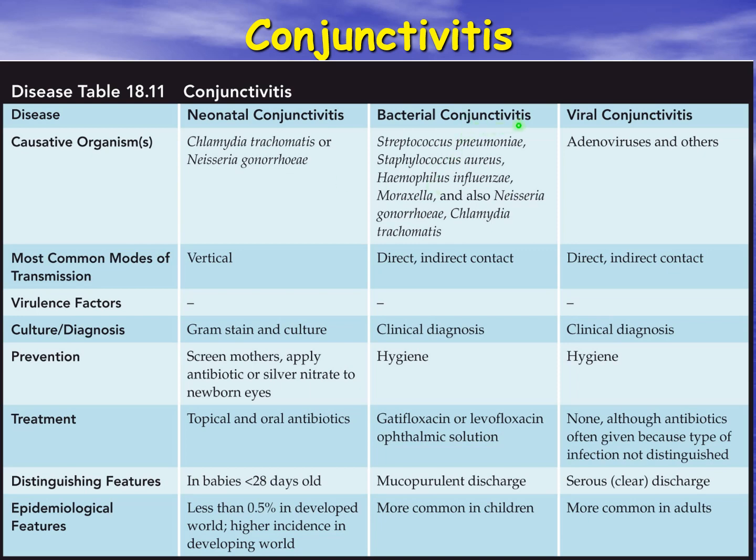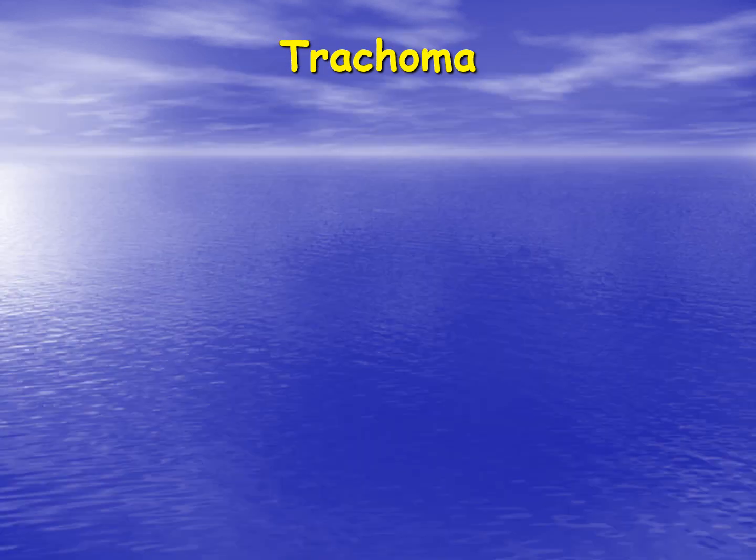Bacterial conjunctivitis: staph, strep, Haemophilus, Moraxella, chlamydia, and Neisseria also would be in here because they are bacteria themselves. And viral conjunctivitis, primarily the adenoviruses, but there are some other viruses, including some coronaviruses, that can cause conjunctivitis.